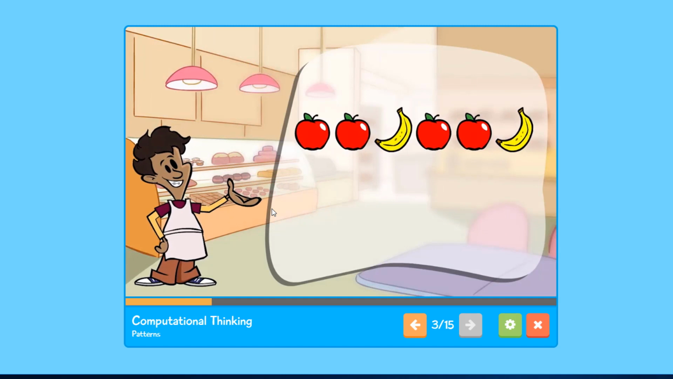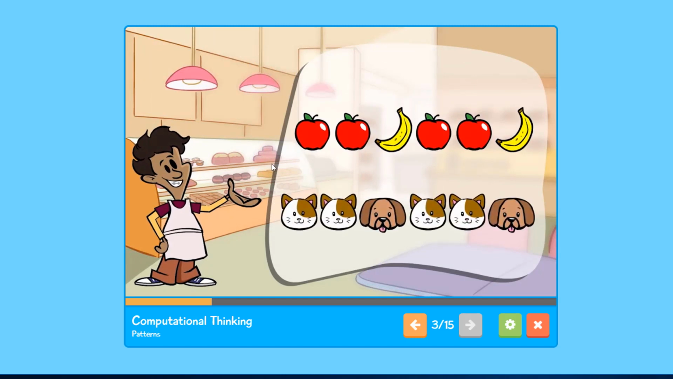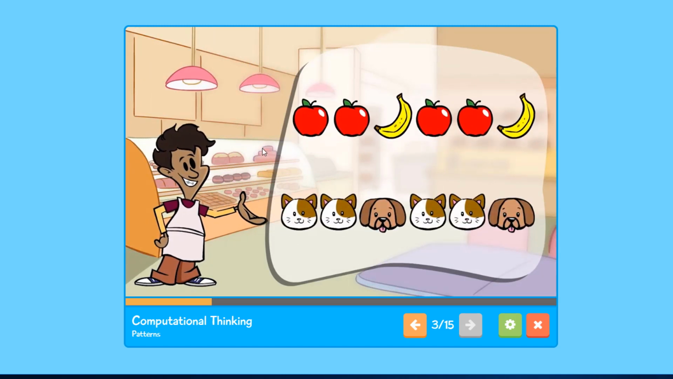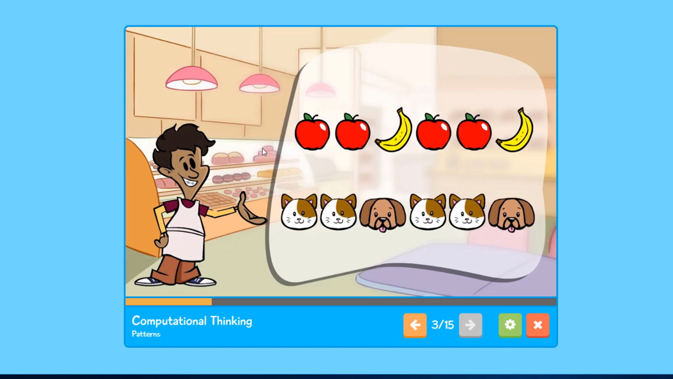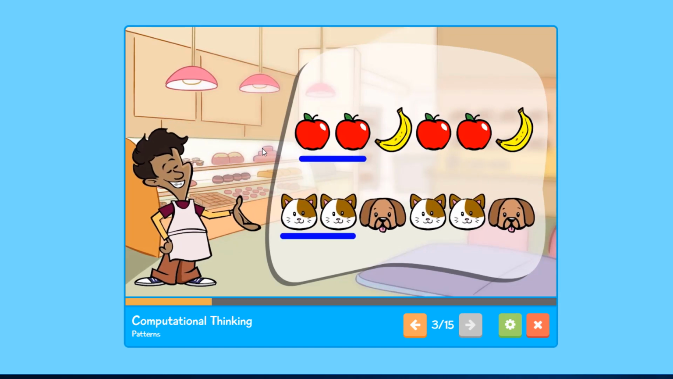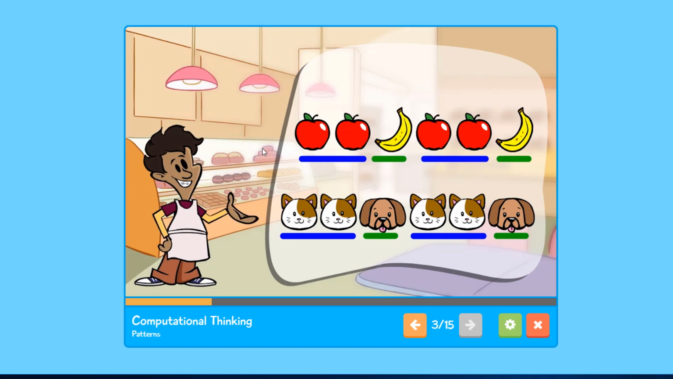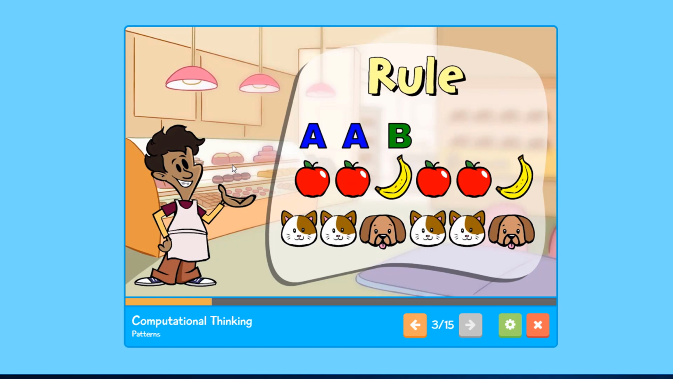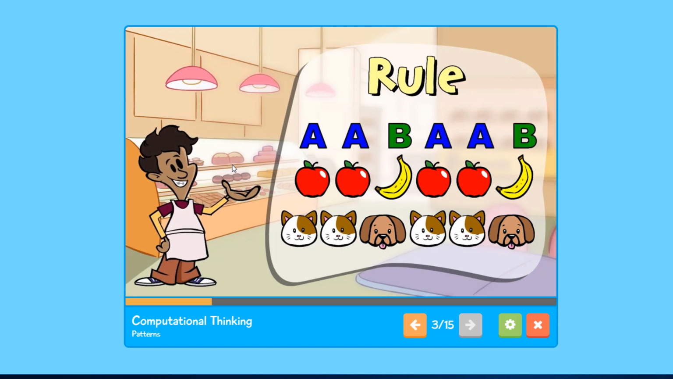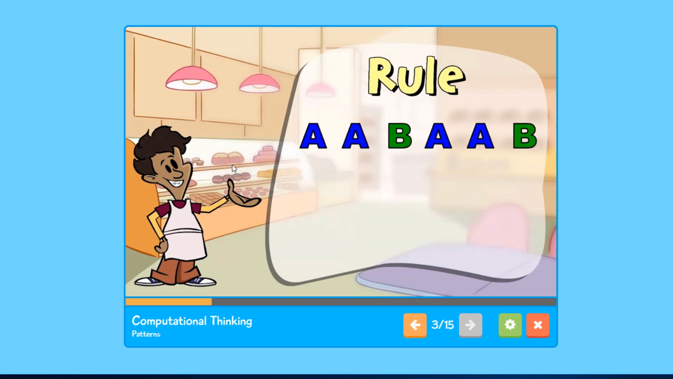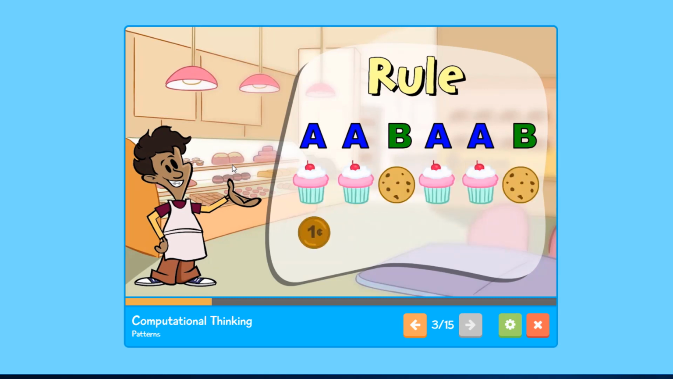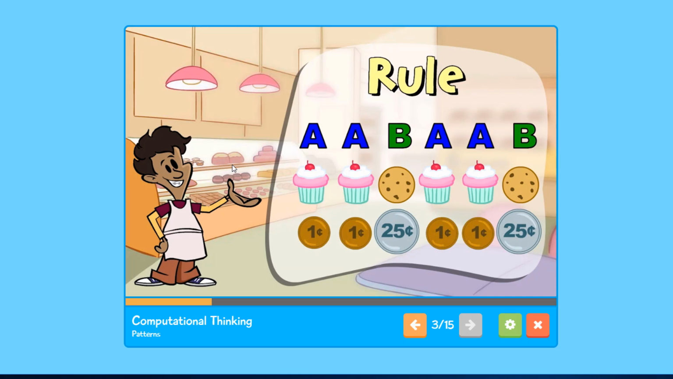Some patterns follow the same steps, even if the things in the pattern are different. This pattern and this pattern follow the same steps. Two of the same, followed by one that's different, and then the steps repeat. The rule for both of these patterns could be called AAB AAB, because that tells us the steps that both patterns are following. We can use these steps with different things to create more patterns that follow the same rule.